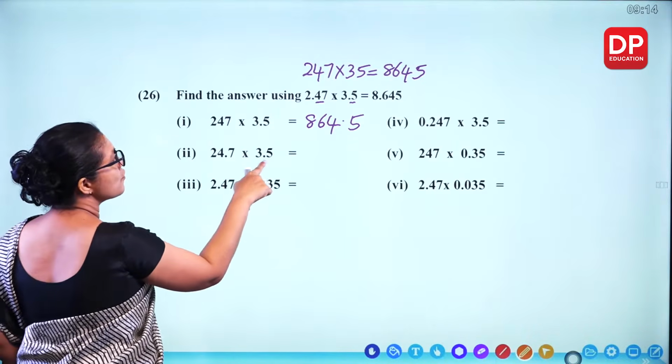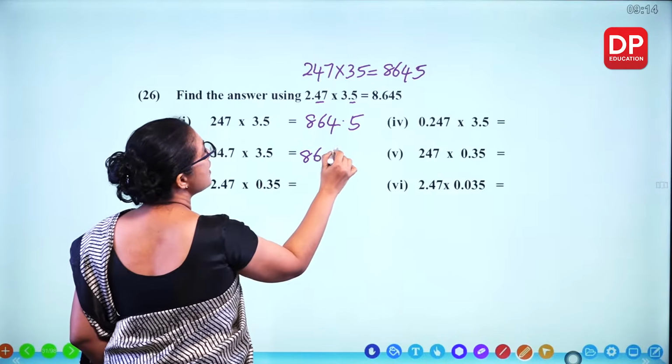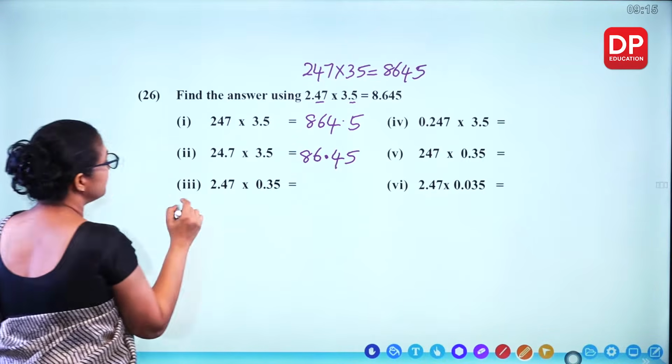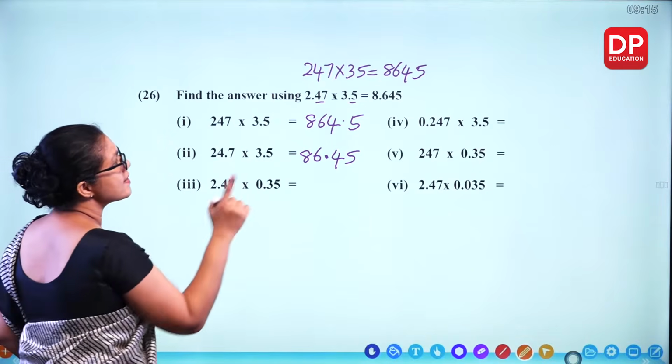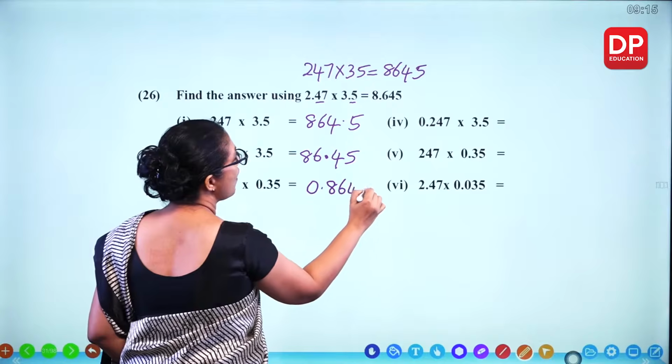2 places you have to keep here, 86.45. 2 and 2, 4 places. So you get 0.8645.